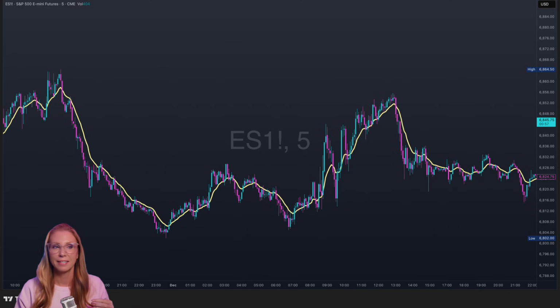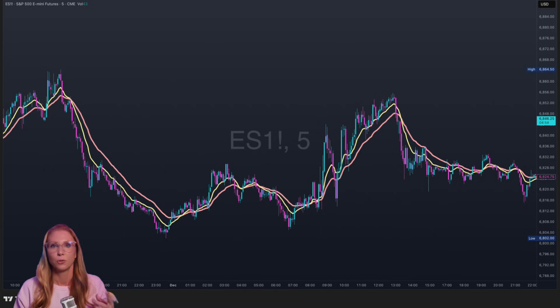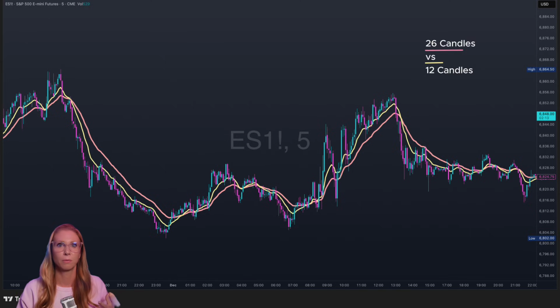A 12 is a pretty fast moving average, and a clever way to see the change in a trend is by comparing a slower and a faster EMA. So let's add a 26. 26 is slower to react because it's averaging over more periods or candles. So the 12 EMA is covering less than half of the candles, so it's going to react much faster.